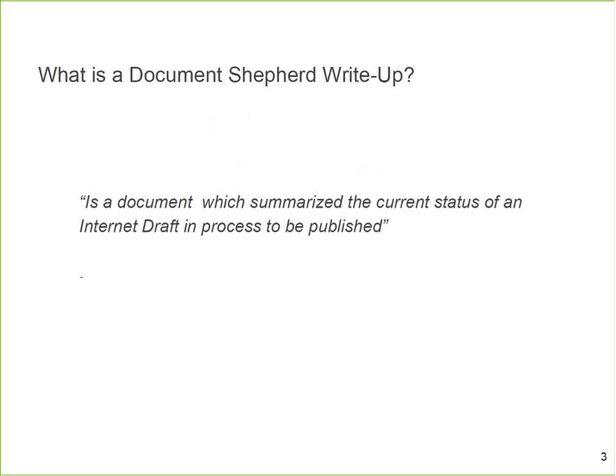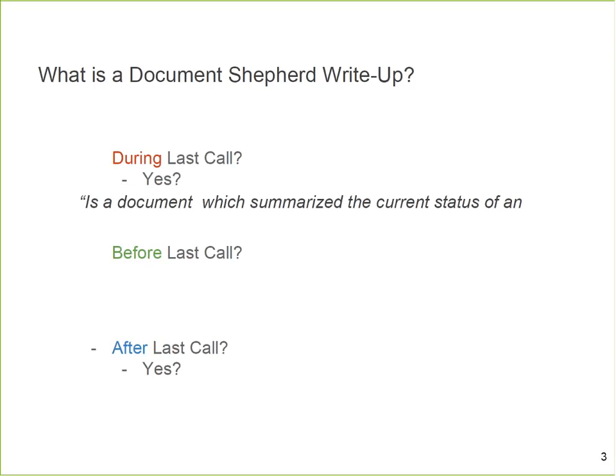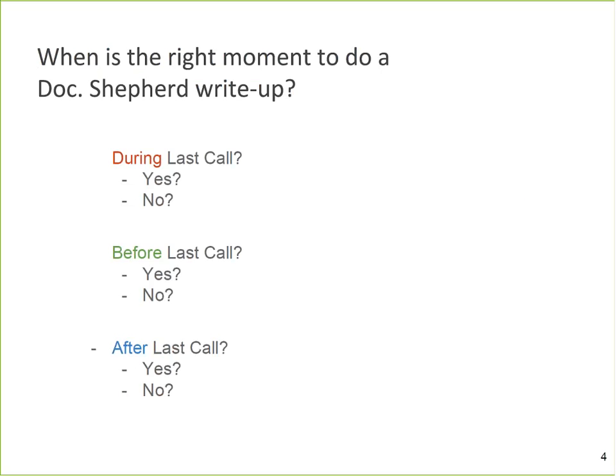For us, a document shepherd write-up is a document which summarizes the current status of an internet draft in process to be published. That is the definition. Now, when is the right moment to do it? We have different moments in the process: during last call, before last call, or after last call.